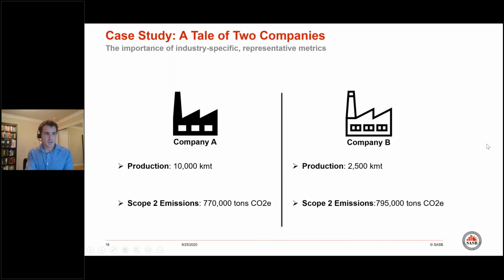So the next thing we'll look at is the annual production of each company. So here you can see that Company A is producing about 4 times the amount of the commodity metal that Company B is. And already this is starting to suggest that something must be going on that differentiates these companies, given their comparable Scope 2 emissions.